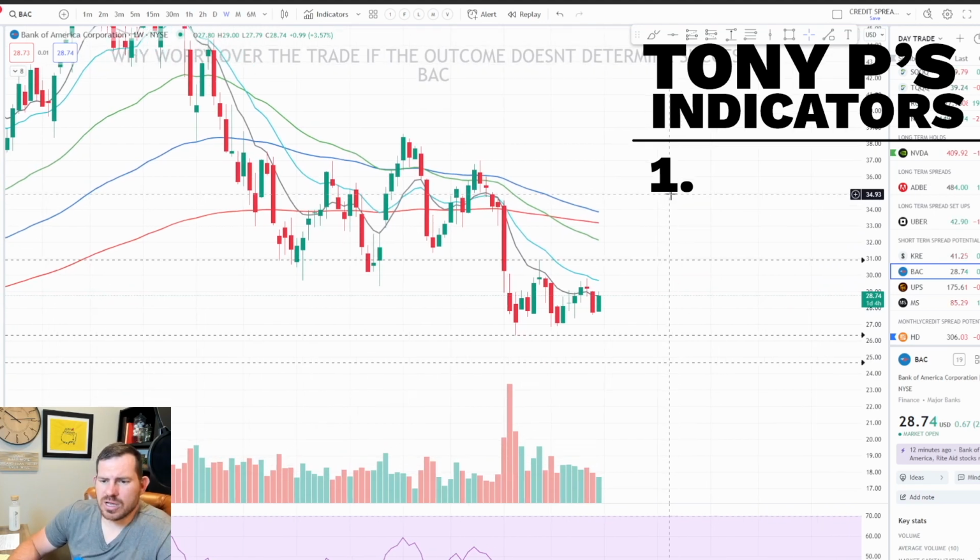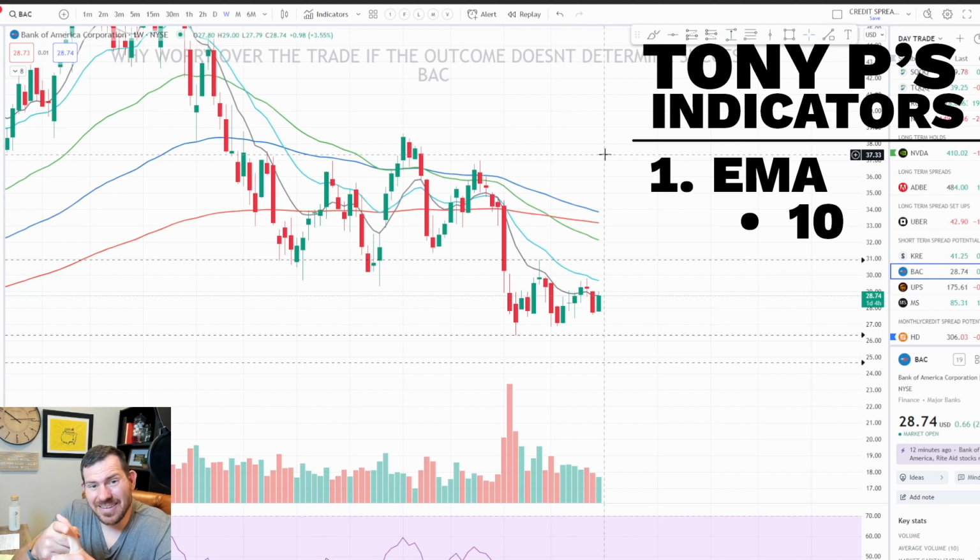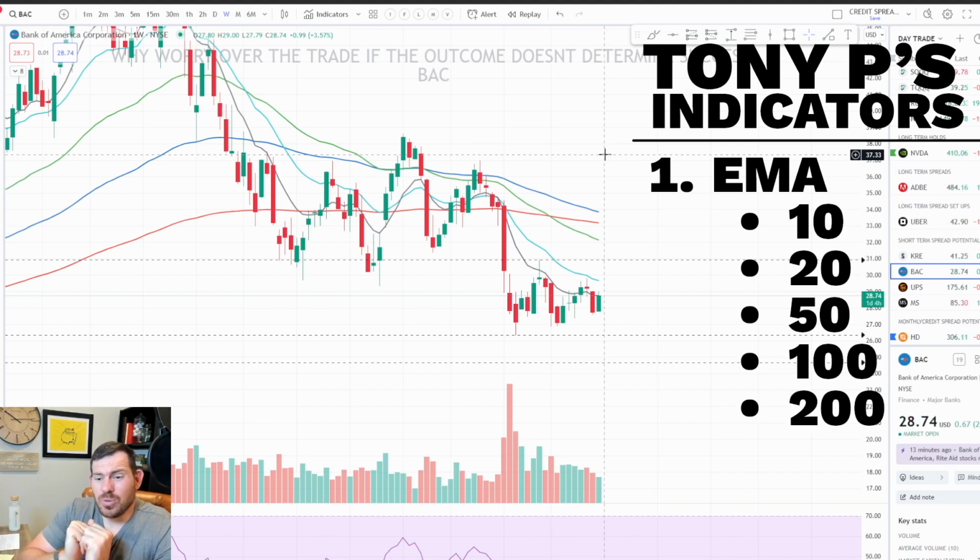Let's start with this real quick. My EMAs. What EMAs do I have on my chart? I have the 10, the 20, the 50, 100, and 200. Why? It's just what I've always had.